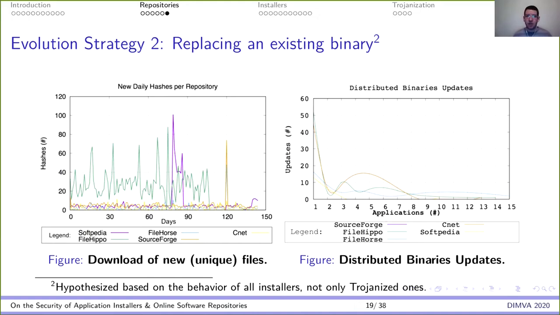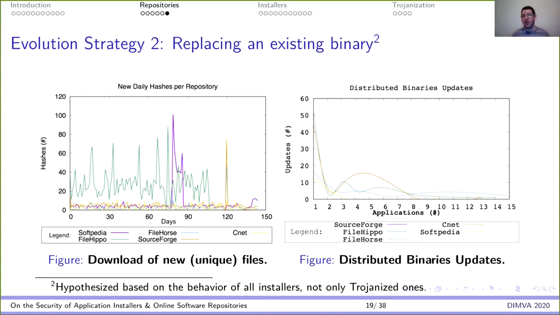So again, it's plausible to hypothesize that an attacker that would be able to Trojanize a given entry in a repository would be able to distribute a malicious binary for a given period without being noticed, because this is the way that repositories work.